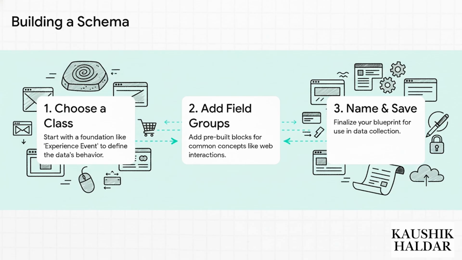Second, you start adding the building blocks. These are pre-built sets of fields called field groups for all the common stuff, like web page details or purchase info. And finally, you just give your new blueprint a name, save it, and boom, it's ready to be used.